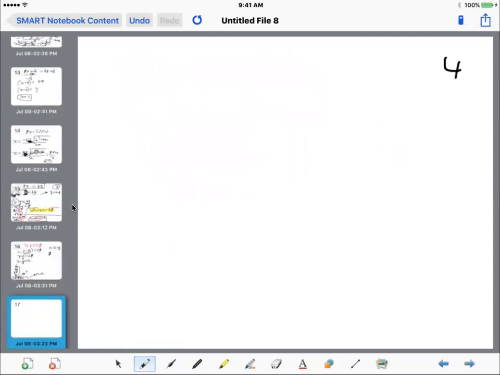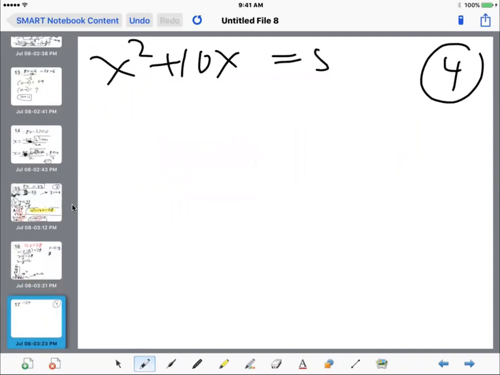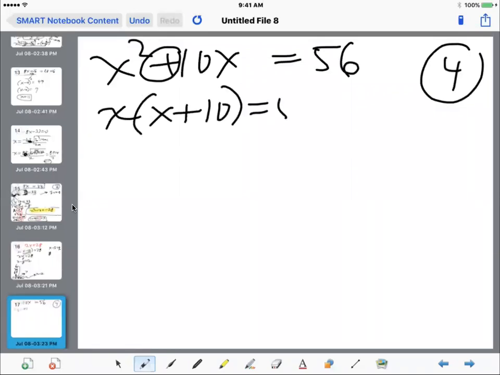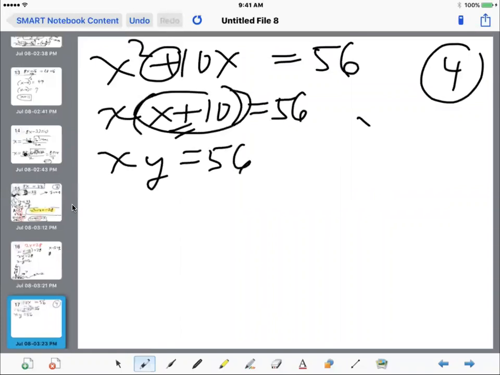The 4th question, which is really related to the 3rd question, is what happens if there's a plus: x squared plus 10x equals 56. Well, it's not so different, but there is one little difference that's coming. So when I factor out the x, I'm going to have a plus here also. xy equals 56 because I'm going to think of this x plus 10 as y.